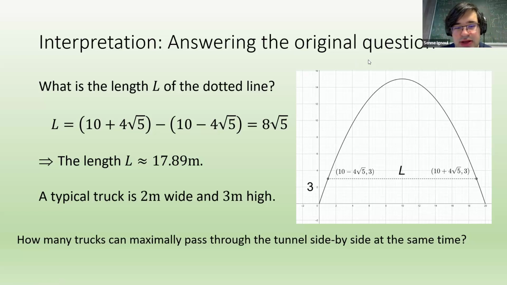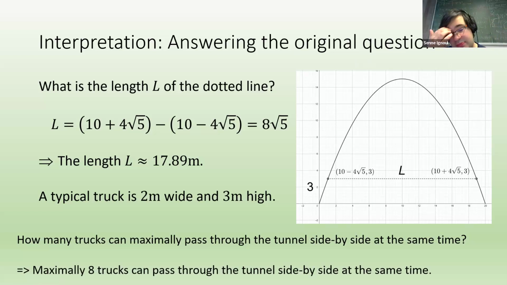Okay, so 8 is the right answer. So indeed, maximally 8 trucks can pass through the tunnel side by side at the same time. So with that, we have answered our original question, and we are done with the problem.